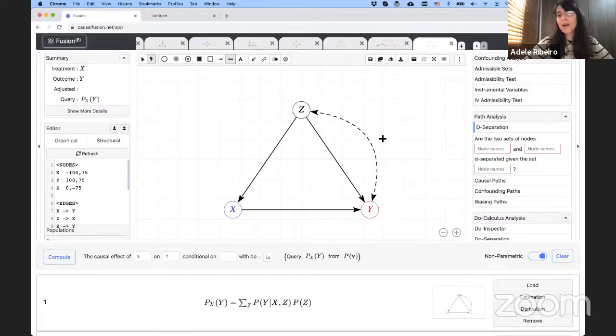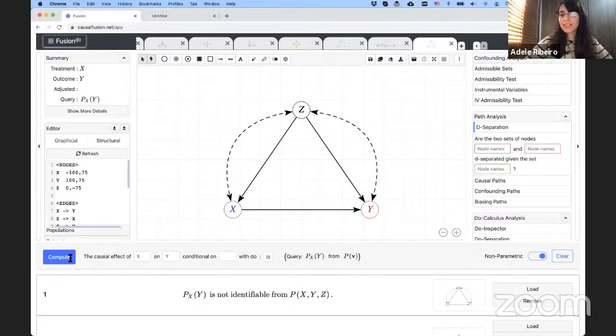However, if this was the case, right? So suppose that this is the case here. I don't have knowledge to say that there's no confounder here, and I cannot make the assumption that there is no confounder here. If this is the case, note here that the effect is not identifiable. It's a negative instance here.